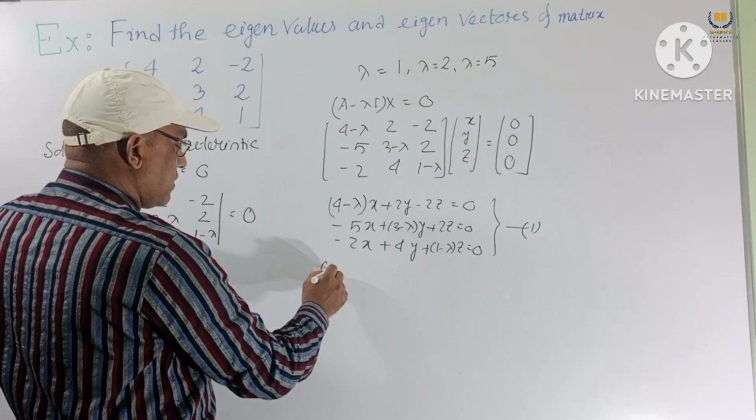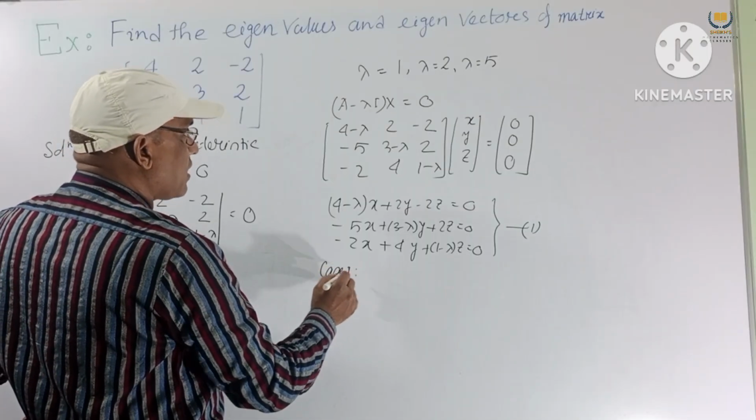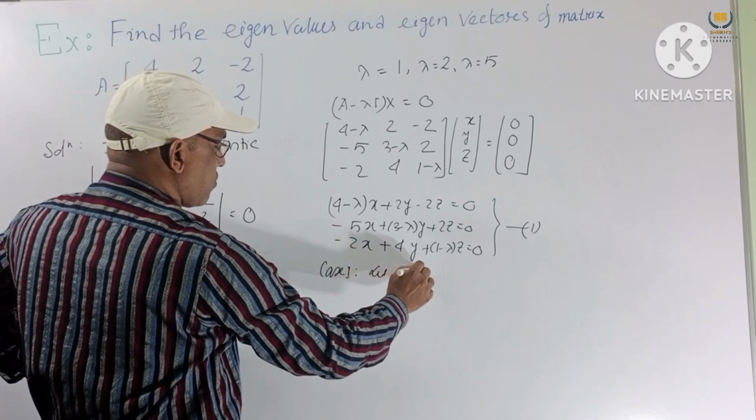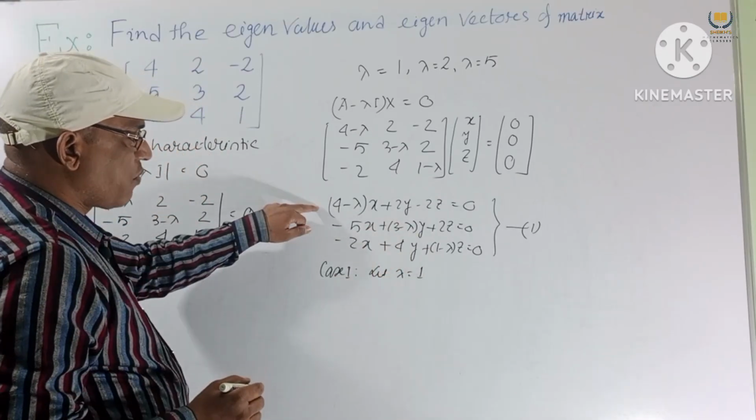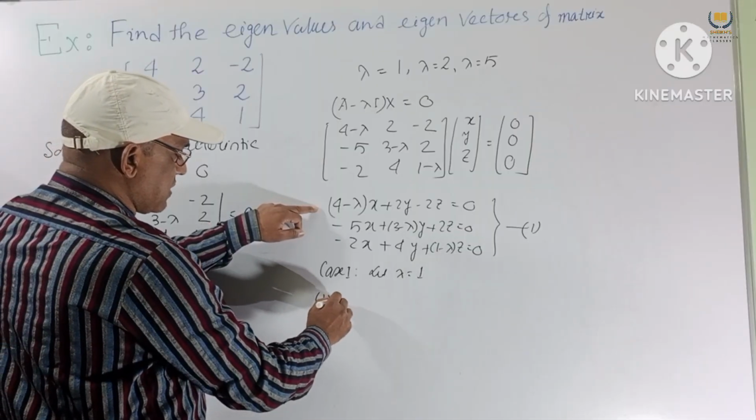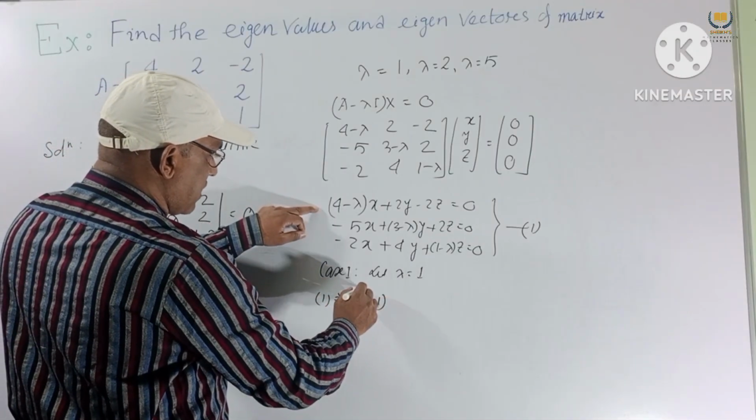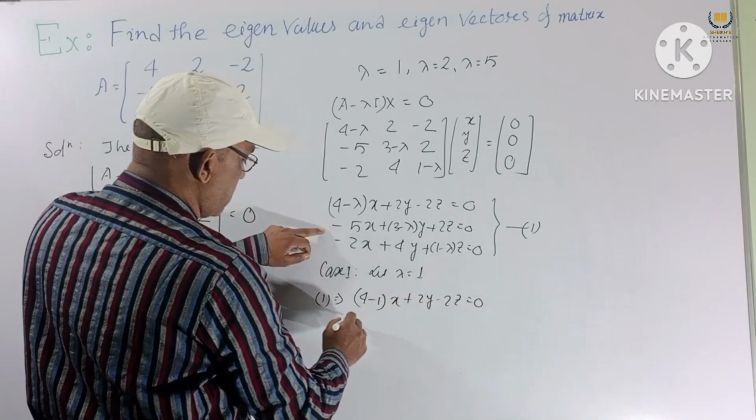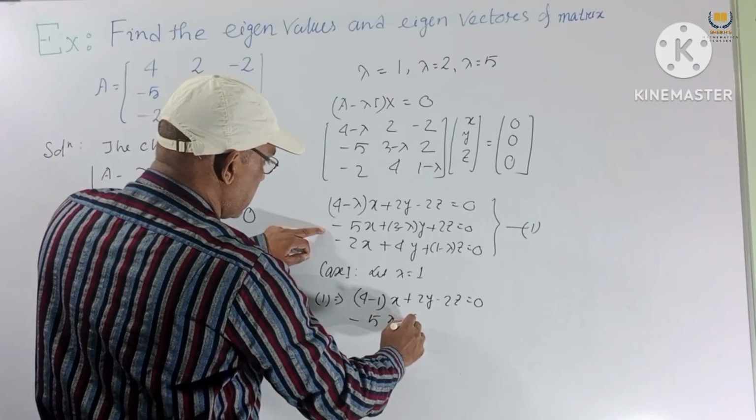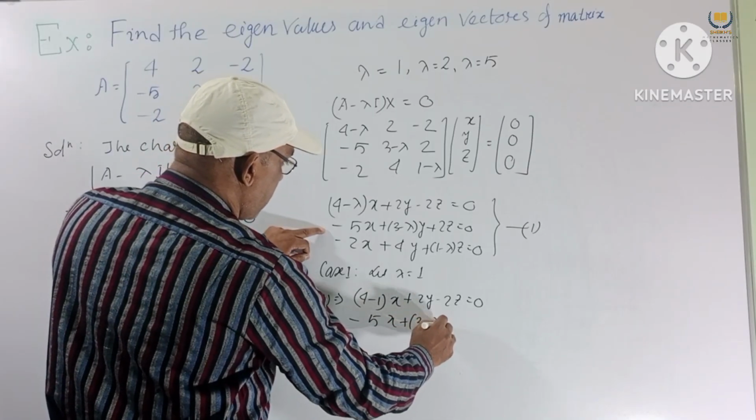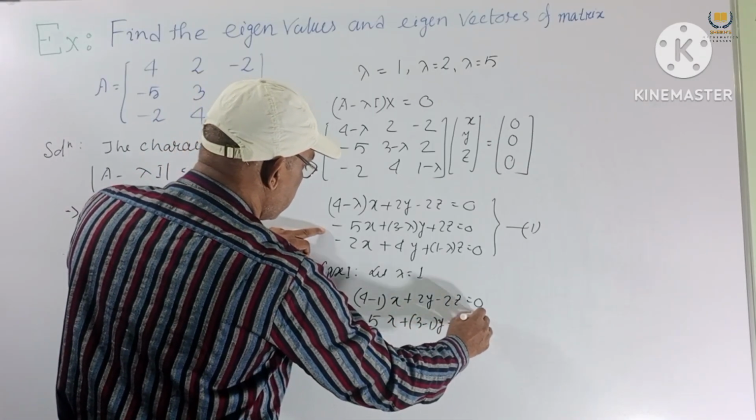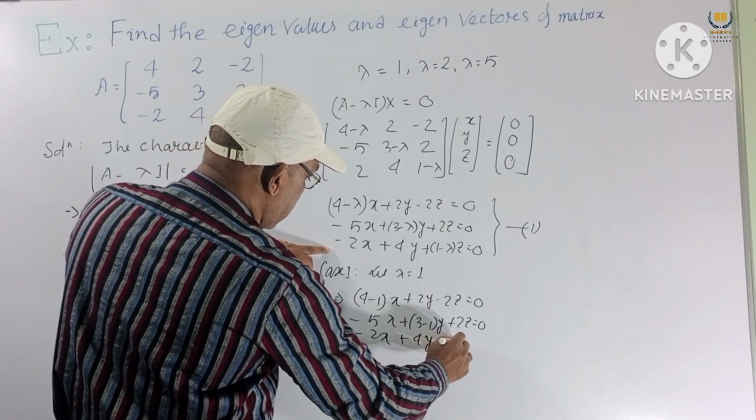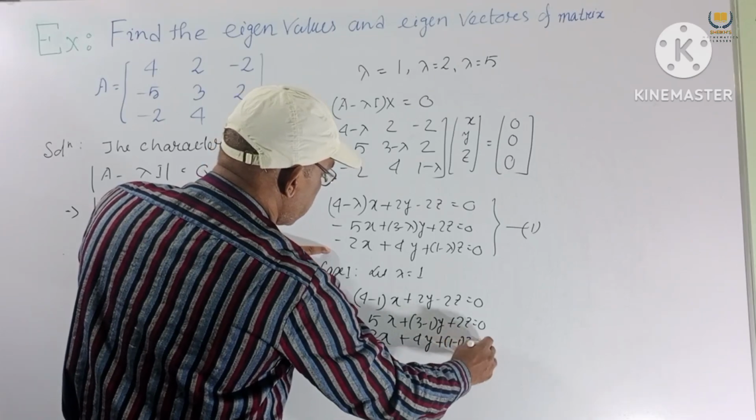Now case 1. Case 1, we putting lambda equal to, let lambda equal to 1. So here I putting lambda 1. So 4 minus 1 x plus 2y minus 2z equal to 0, minus 5x plus 3 minus 1 y plus 2z equal to 0, minus twice x plus 4y plus 1 minus 1 z equal to 0.